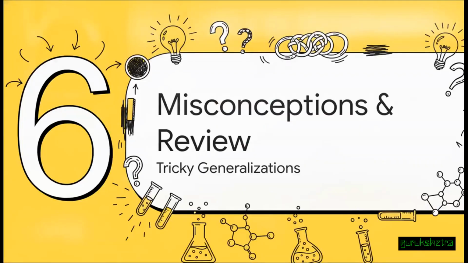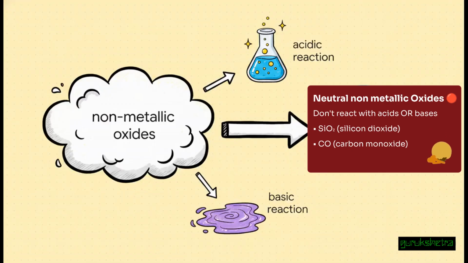Finally, Section 6, Misconceptions and Final Review. Let's make sure we don't fall for any tricky generalizations. We need to bust a pretty huge misconception right here. Because carbon dioxide acts as an acid, it is super easy to just assume that all non-metallic oxides are acidic. But the scientific reality is a bit more nuanced. Non-metallic oxides can actually be acidic, basic, or entirely neutral. For instance, silicon dioxide and carbon monoxide are totally neutral. They simply do not react with acids or bases at all. You definitely want to remember these neutral exceptions.